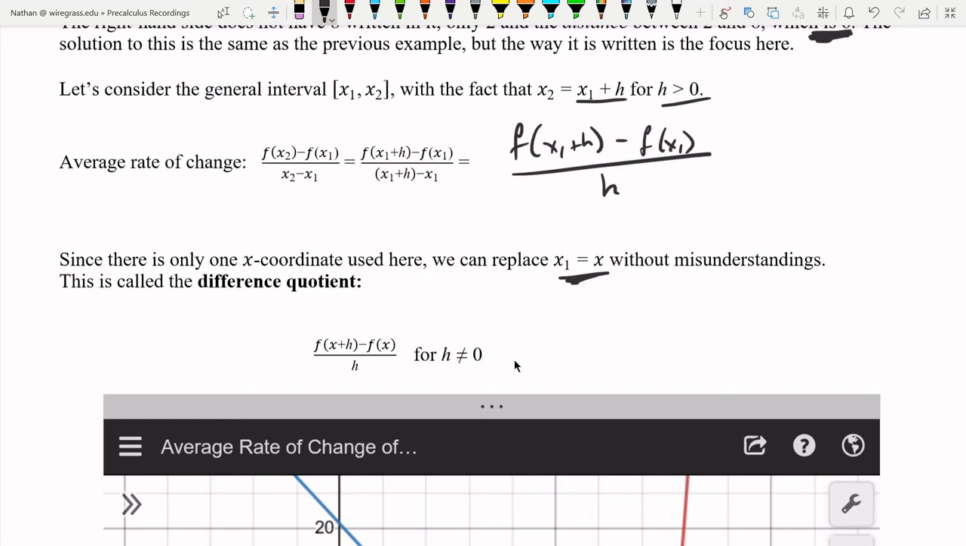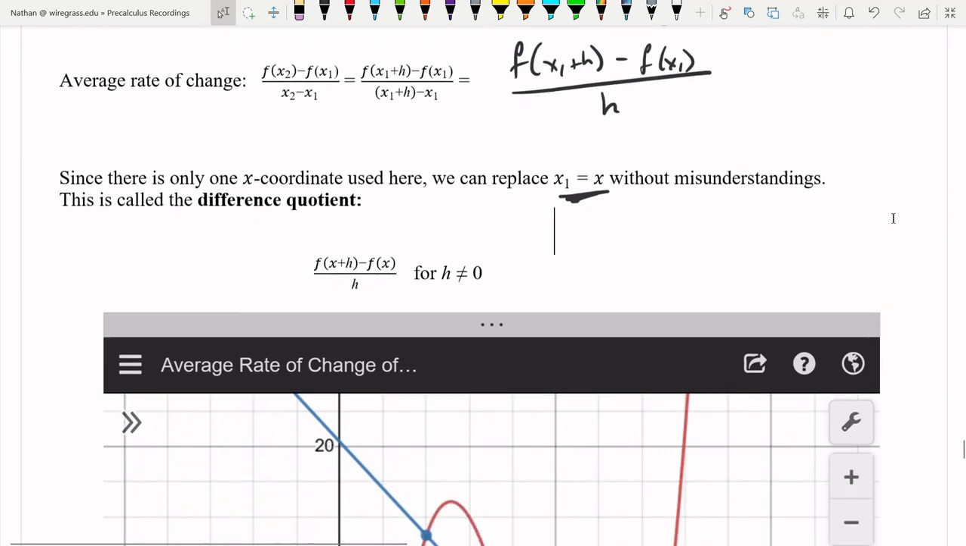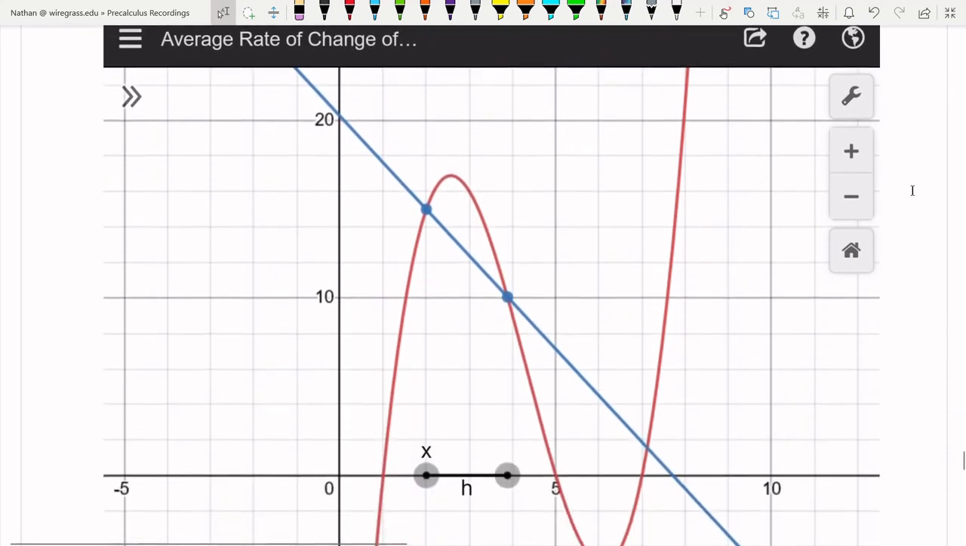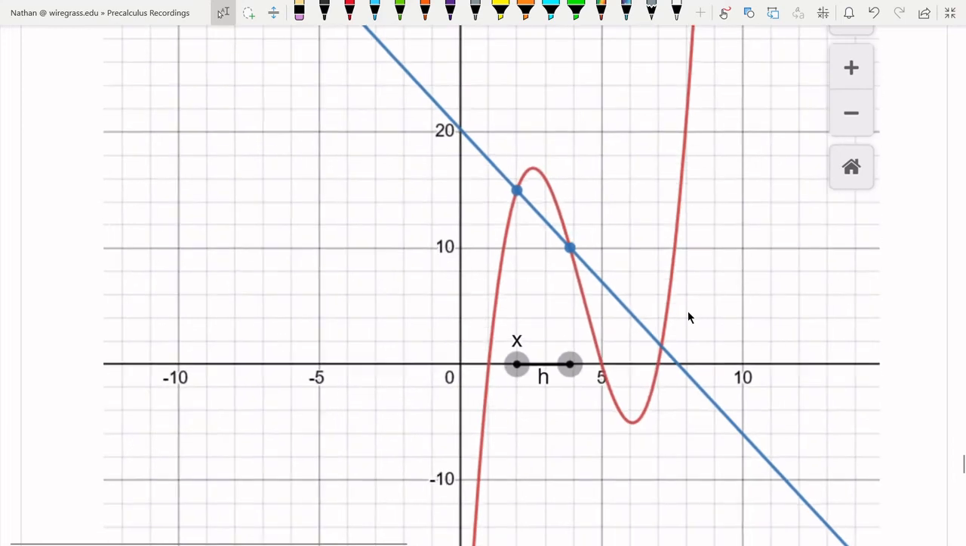h is some number that's non-zero. If it were 0, then you'd have a division by 0, and that can't happen. But we have some function, some starting value x, and then some distance from x. In general, we don't state what x and h are. We just leave them as x and h, and we work with the function. But I just want to show you this on a graph here.